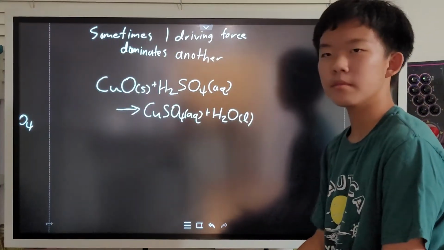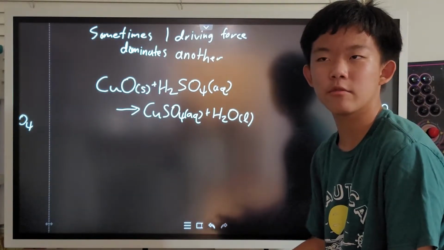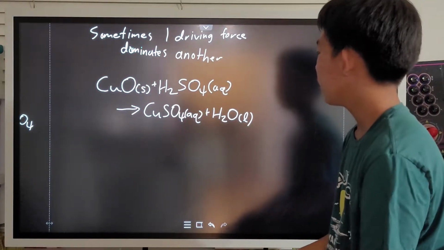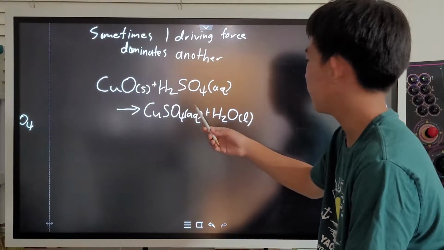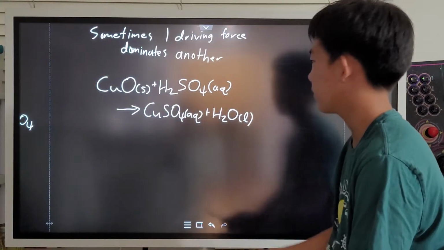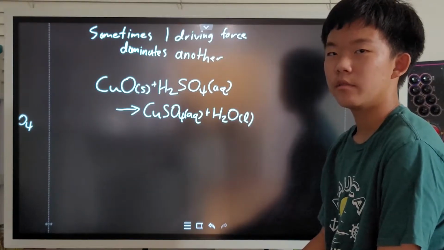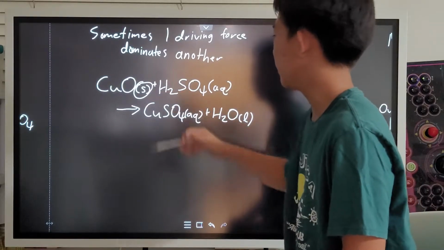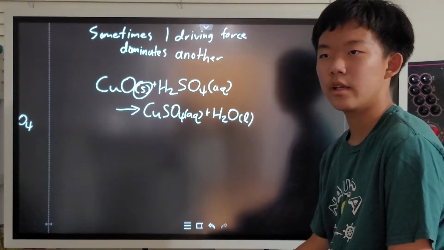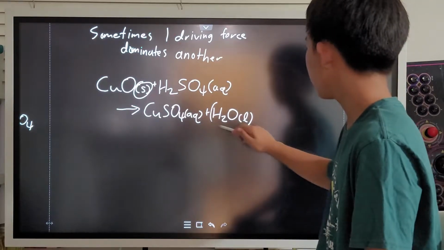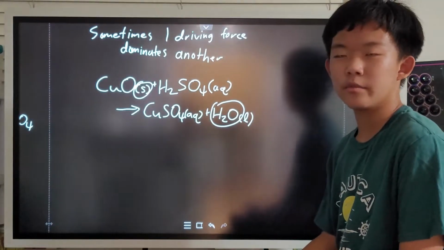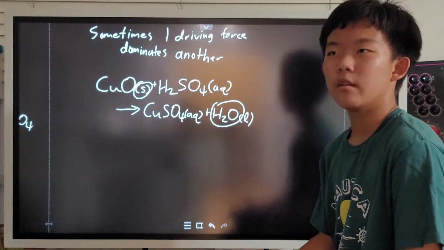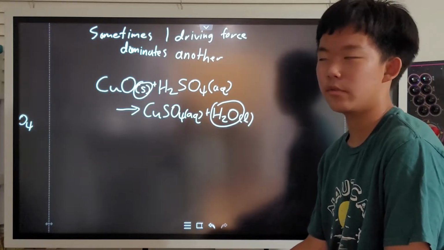Now, as I've written here, sometimes one driving force can be more powerful than another force, and therefore push the reaction to one side. Here I have copper(II) oxide reacting with sulfuric acid to make copper(II) sulfate and water. Now, as you can see, you may think that the reaction wants to go this way because copper oxide is a solid, and therefore it will want to push that way. Well, because water is produced here as well, and because the formation of water is arguably one of the strongest driving forces, it would prefer to go to the side with copper sulfate and water.